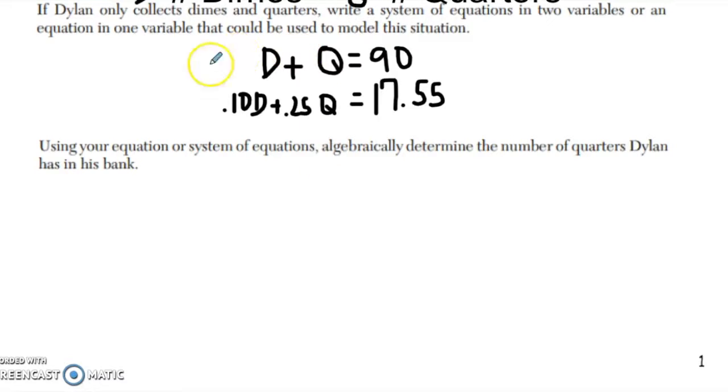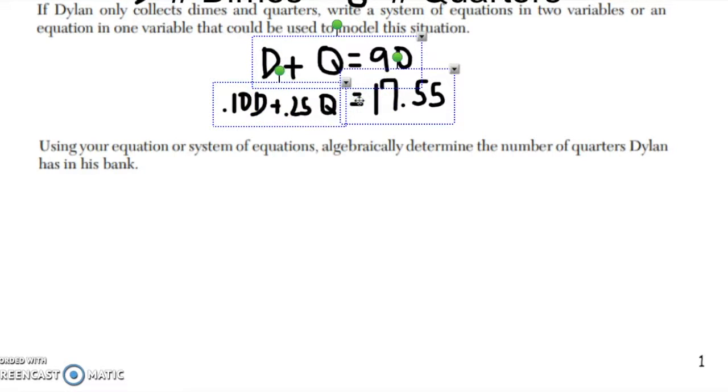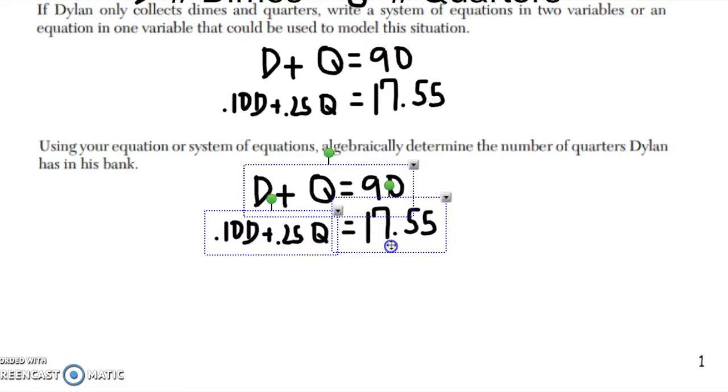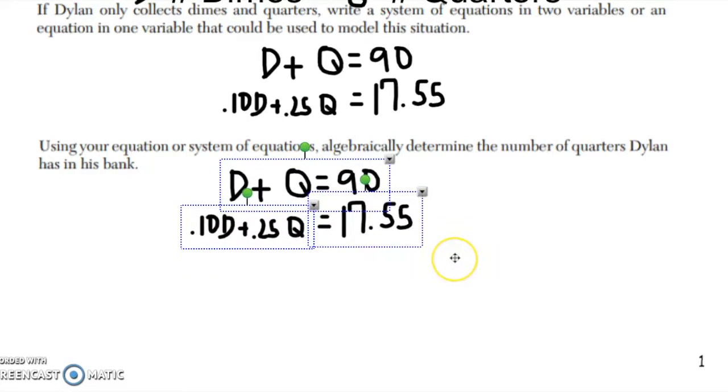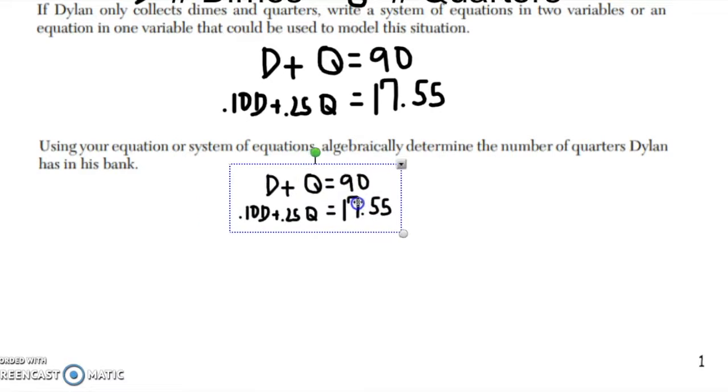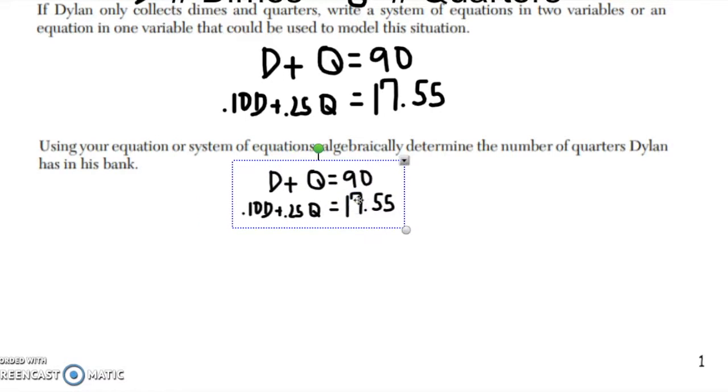Now it says, using your equation or system of equations, which we're going to copy and paste down here, because times is tough, you know. Too hard to write these things these days. We're going to group it up, make it a little bit smaller. Determine algebraically the number of quarters Dylan has in his bank.